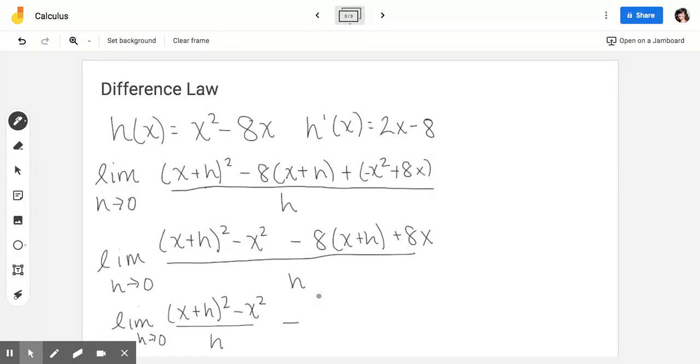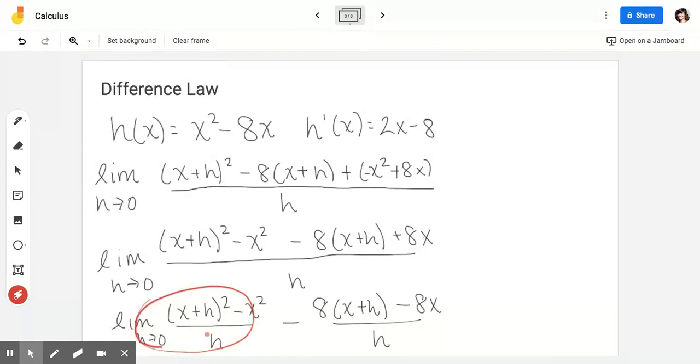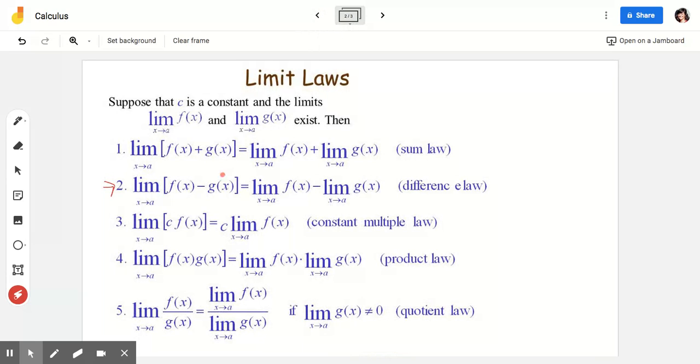And then the second fraction would be, I'm going to subtract it because it was subtraction up here and I want to stay consistent, so I want to change this back to subtraction. So this would be 8x plus h minus 8x over h. So now again, we already know this limit. We did it quite a few times, and we started with this one.